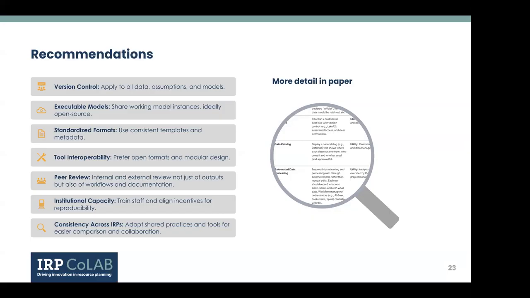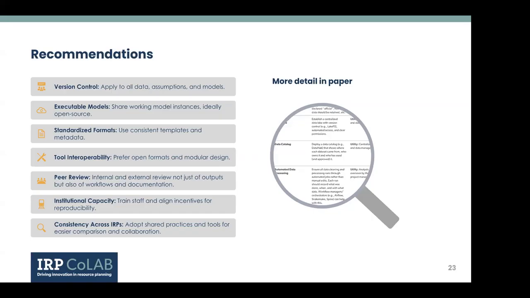But the first recommendation is also the quickest win. Version control is already very common for documents. It's much less common for model instances and also sometimes for data sets. That creates frictions when you're trying to share your model with a regulator or with an intervener. It makes it much harder to figure out what exactly happened, so you can go back and rerun part of the analysis. But version control is nothing new.